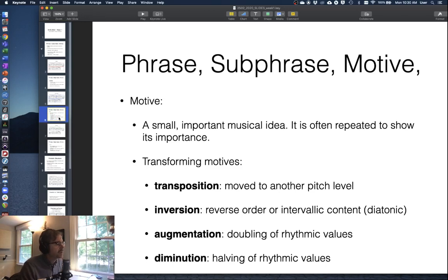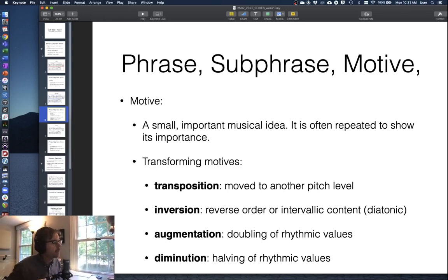A motive is a small, very important musical idea, and is often repeated in numerous ways. We can think of a motive as being maybe the identity of the phrase, the musical idea that we cling to when we listen, and they can be transposed, inverted, augmented, or diminished. They are able to be transposed, or moved to another pitch level. Right? We can transpose it.